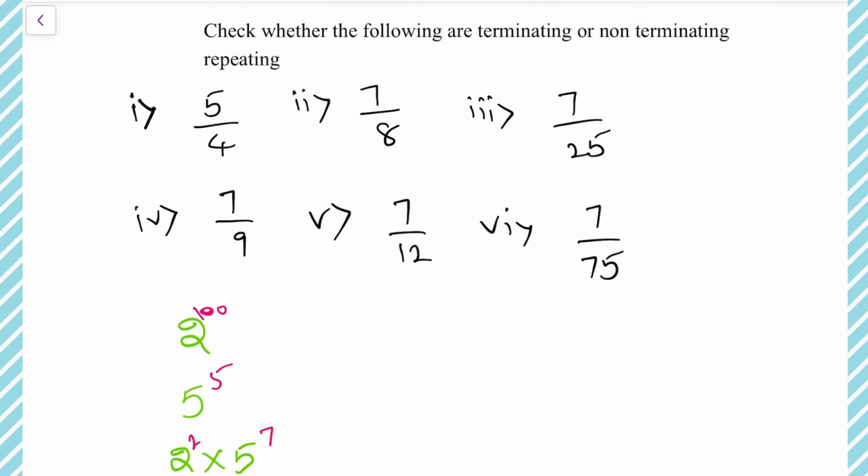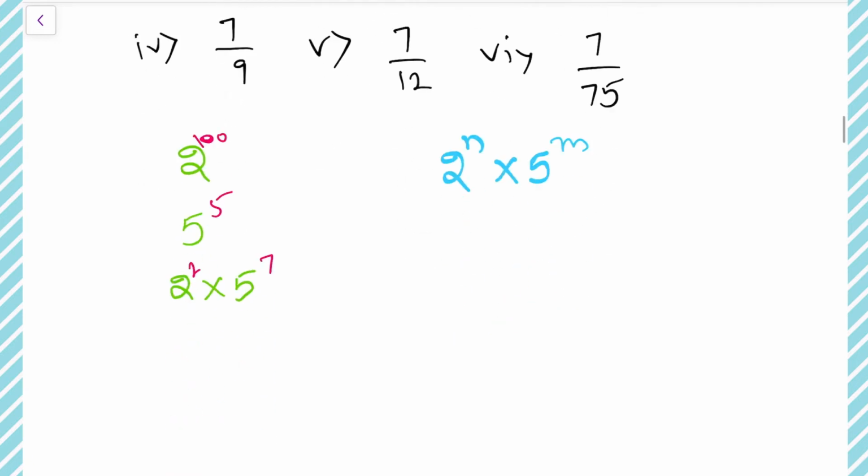The same in mathematical terms, we will represent this as: if the denominator is in the form of 2 power n into 5 power m, then we can say that it is terminating, otherwise non-terminating repeating. Okay, now let us take them one by one and check. The first question we have is 5 by 4.